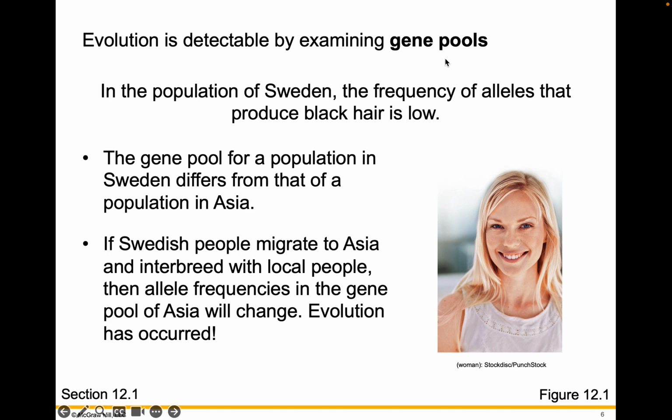Evolution is detectable by examining gene pools. In the population of Sweden, the frequency for alleles that produce black hair is low, and the gene pool for a population in Sweden differs from that of the gene pool or the population in Asia. If Swedish people migrate to Asia and interbreed with the local people there, then allele frequencies in Asia will change, right? And evolution will have occurred.